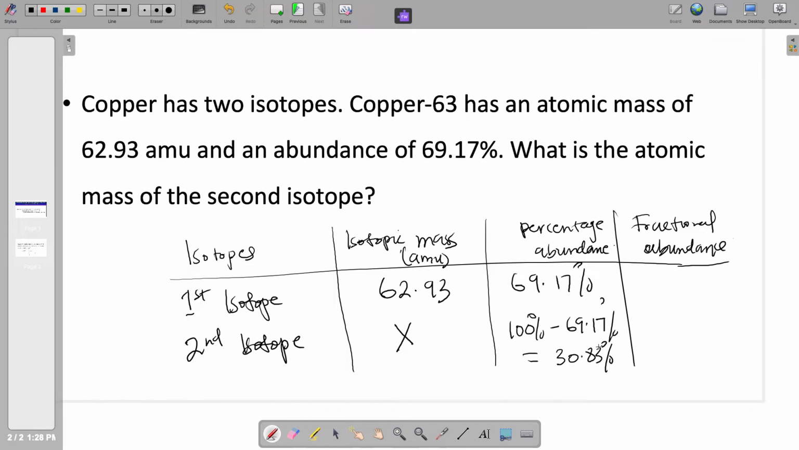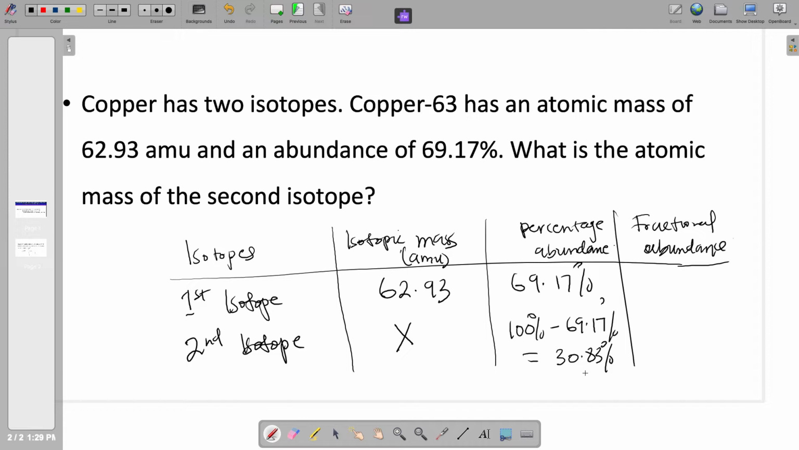So if you are not told or given the percentage abundance value of one of the isotopes, what you have to remember is that you add all what you have and then you subtract it from 100 to get the percentage abundance value of that particular isotope, like we just did here.